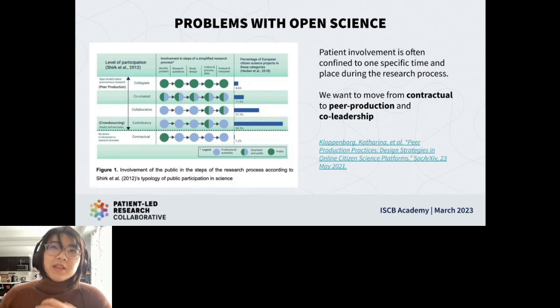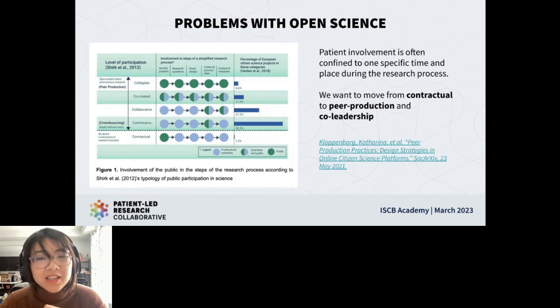When we get approached for collaboration as an organization, oftentimes our involvement in the collaboration is confined to a specific time and place during the research process, or any process that the collaboration takes shape. Some easy examples I can throw out is that patients like ourselves are often recruited for disseminating research, for example. Like a study has already come out and this team contacts us saying, hey, I think your population will be excited and interested in this here.